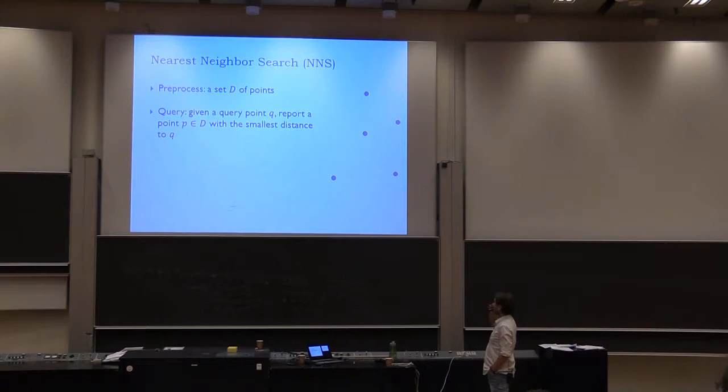All right, so let me define the problem. So it's a data structure question where we have a set D of points. We want to pre-process them somehow, so that later at query stage, we're given a query point Q, and we need to report the point that is closest, with the smallest distance to the query point Q, in this case, this point P. Okay?